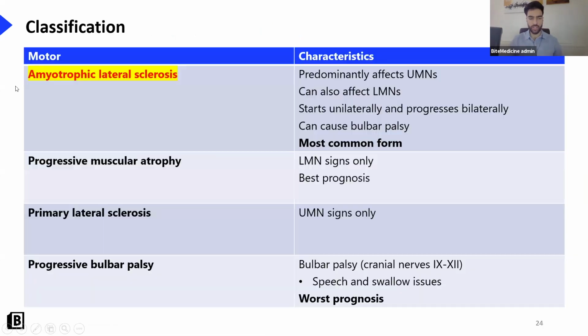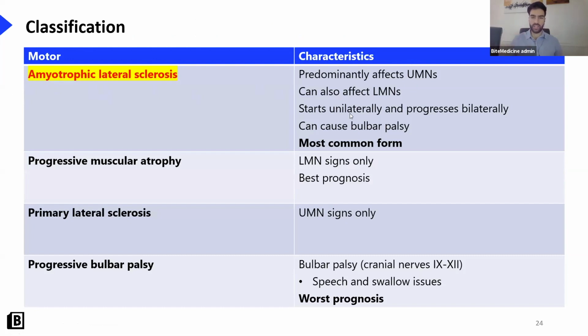So let's go over the different types. The main one that we want to concern ourselves with is amyotrophic lateral sclerosis, also known as ALS. And if you remember a couple of years ago, there was a big challenge about pouring ice on yourself to raise awareness about ALS. And that was referring to this particular disease here, amyotrophic lateral sclerosis. It can affect both the upper motor neurons and the lower motor neurons. So patients will present with mixed upper motor neuron and lower motor neuron signs.